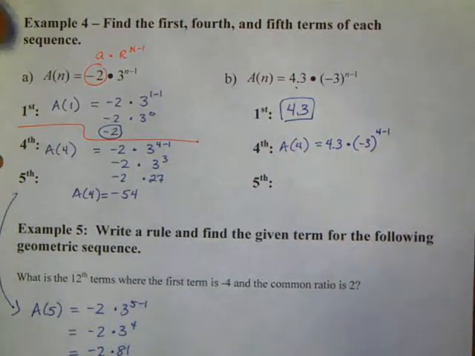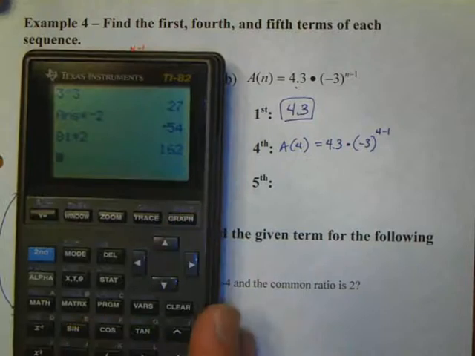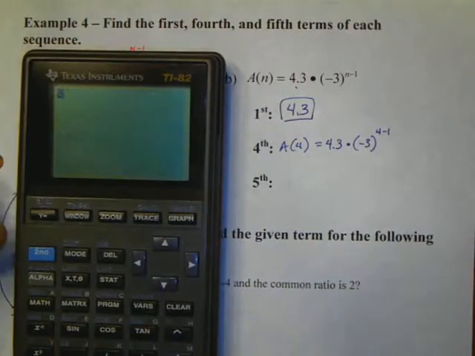Let's look up at example B. Now, on this one, let's take our shortcut. What's the first term? We'll examine our formula at the top. Our first term, obviously, is 4.3. No work needs to be done if we recognize it from our formula. Our fourth term is just about as easy. Let's put in the number 4 for n: 4.3 times negative 3 raised to the 4 minus 1.